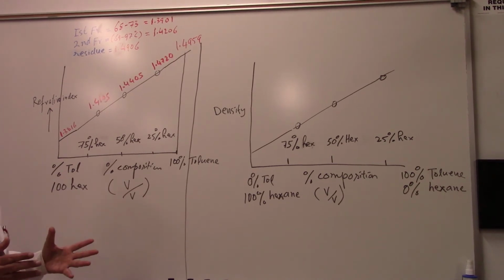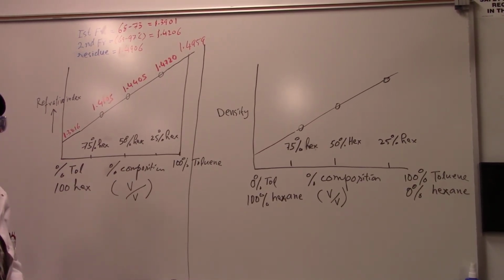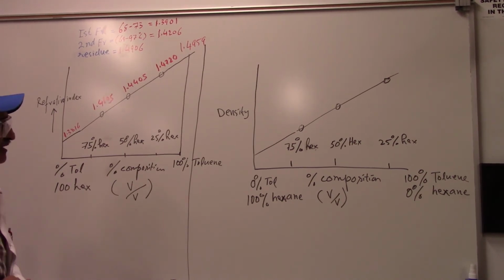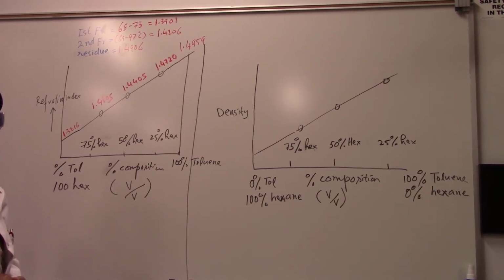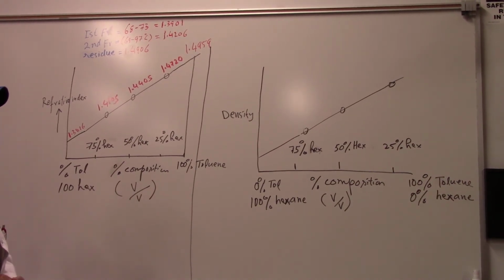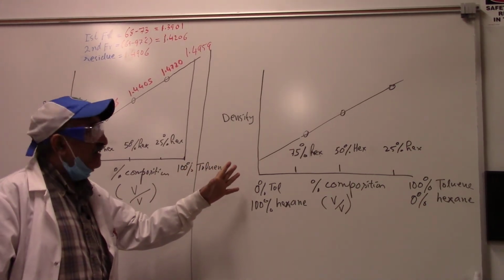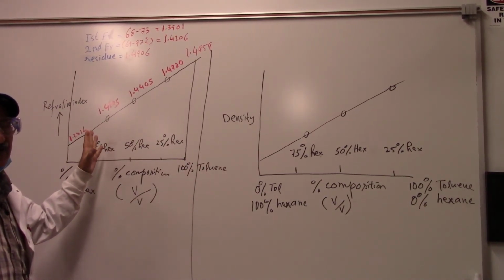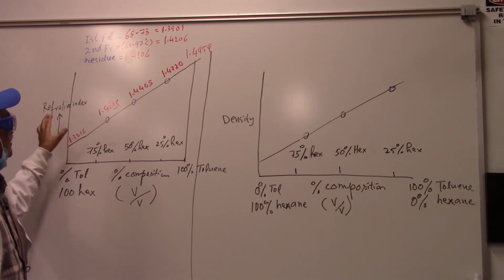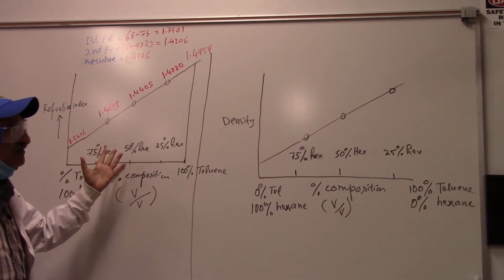Okay, after you have measured the refractive indices of all the fractions, the pure hexane, pure toluene, and all the known fractions, you can make a standard curve. And this is the standard curve that we have made. I've measured on the red, I have measured the refractive indices of all those known fractions. And I've also measured the refractive index of the unknown fractions.